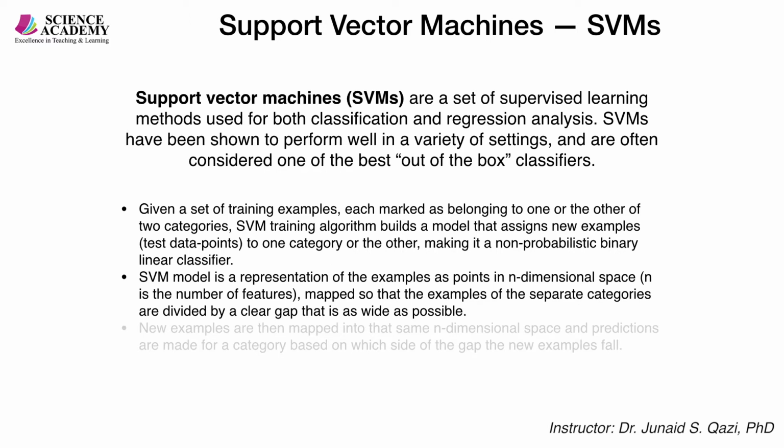A support vector machine model is a representation of the examples as points in n-dimensional space, where n is the number of features, mapped so that the examples of the separate categories are divided by a clear gap that is as wide as possible. We will talk about this gap in the coming slides and how we can get this type of gap.